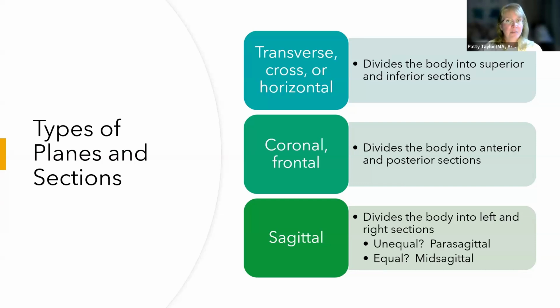And then finally, sagittal means that we're dividing the body into left and right portions. If it is an equal left and right division that goes right down the midline of the body, that's going to be mid-sagittal. However, if it's an unequal division of left and right, it's going to be parasagittal. So like I mentioned, the only time having an equal section really makes a difference is for that last one, these sagittal sections.